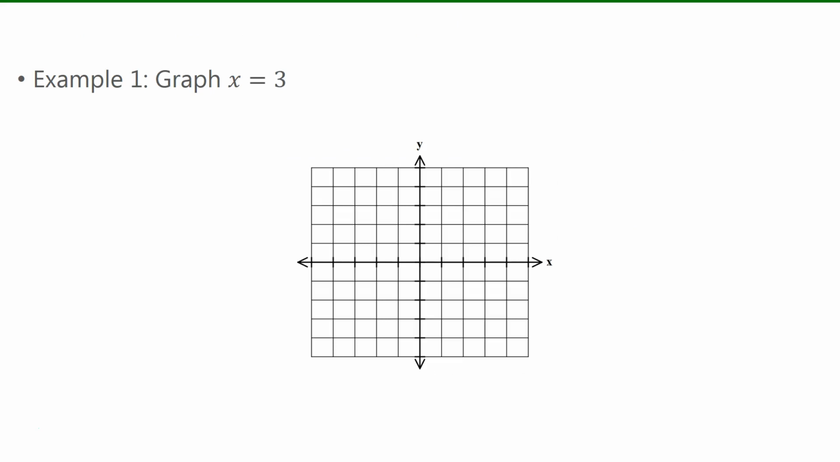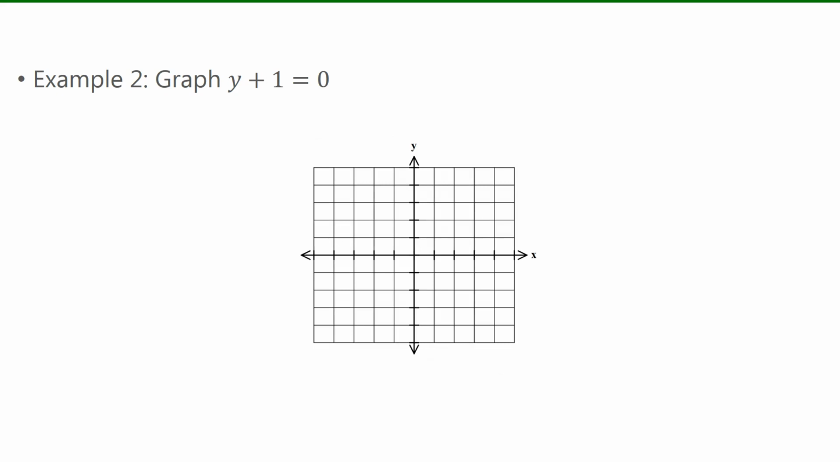So let's look at graphing x = 3. To do this, we will just put a point on the x-axis at 3, and then using a ruler or something straight, just draw a vertical line going down through that point. So we don't need to do a table of values or anything when we're graphing horizontal and vertical lines.